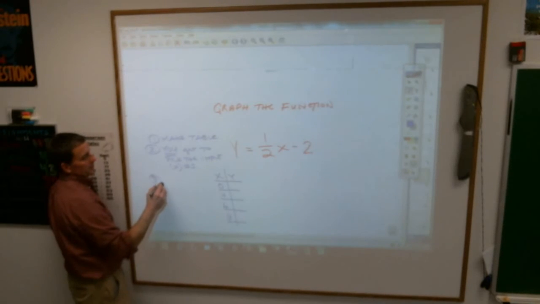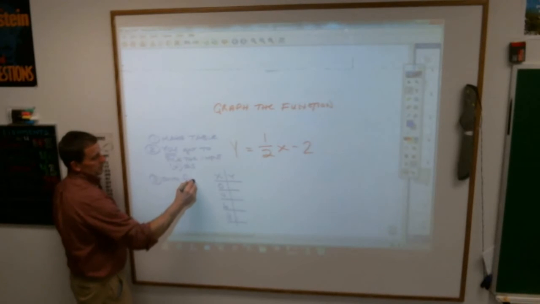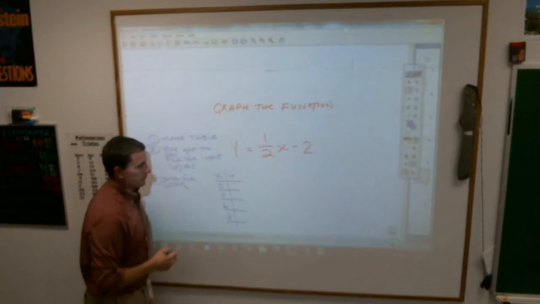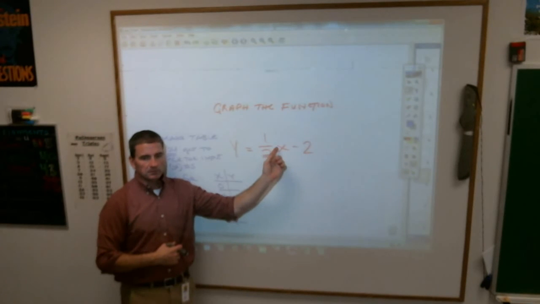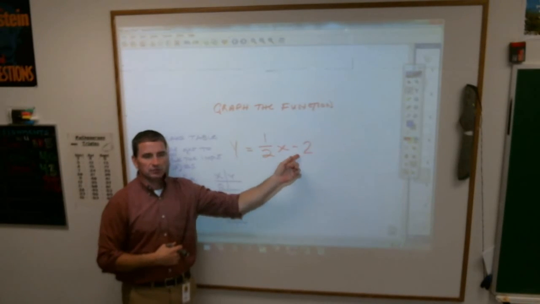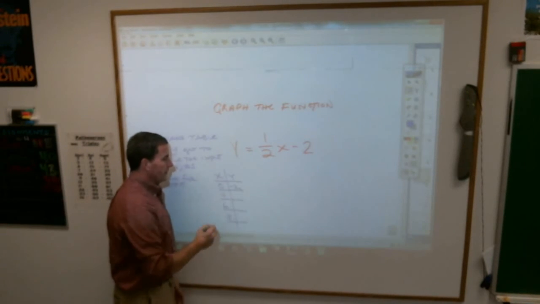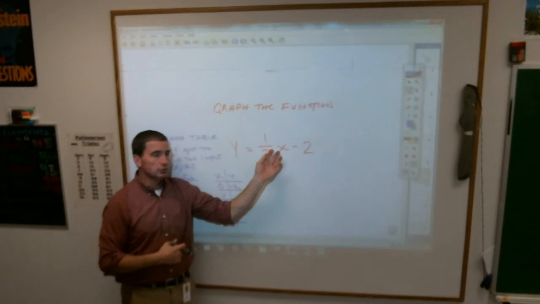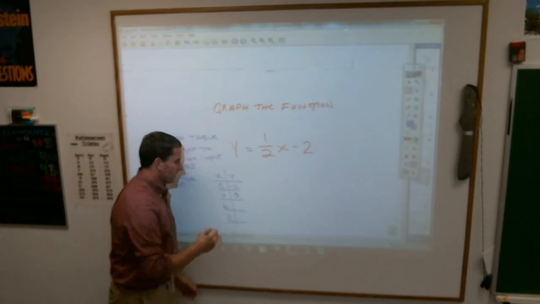Then, step number 3, you have to solve for the output numbers, or the y numbers. These should not be that difficult. If I put 0 in for x, what's 1/2 times 0? 0. Minus 2, what's 0 minus 2? Minus 2. If I put 4 in for x, what's half of 4? 2. And 2 minus 2 is? Whoever said 4 back there.